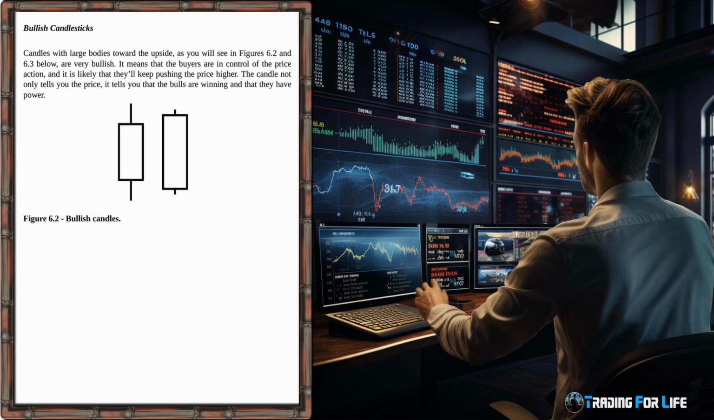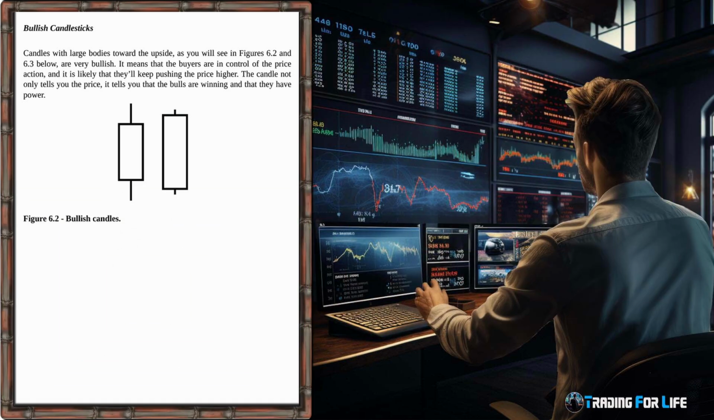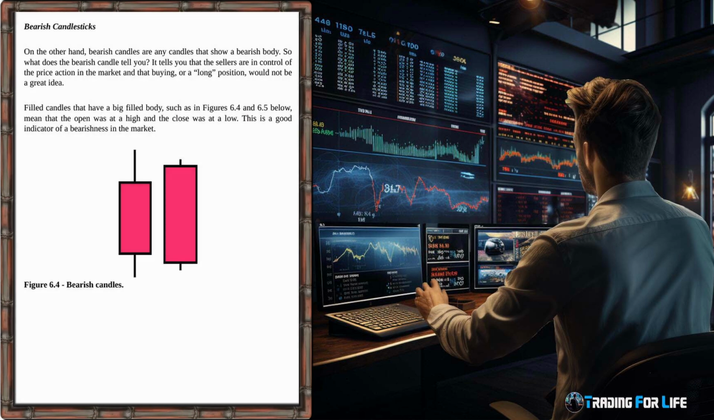Bullish candlesticks. Candles with large bodies toward the upside, as you will see in figures 6.2 and 6.3 below, are very bullish. It means that the buyers are in control of the price action, and it is likely that they'll keep pushing the price higher. The candle not only tells you the price, it tells you that the bulls are winning and that they have power. Bearish candlesticks. On the other hand, bearish candles are any candles that show a bearish body. So what does the bearish candle tell you? It tells you that the sellers are in control of the price action in the market, and that buying, or a long position, would not be a great idea.